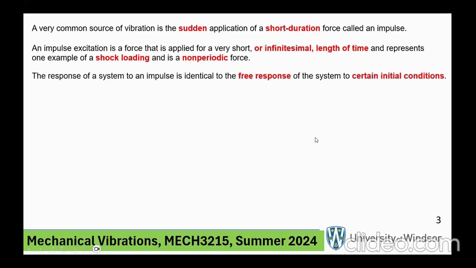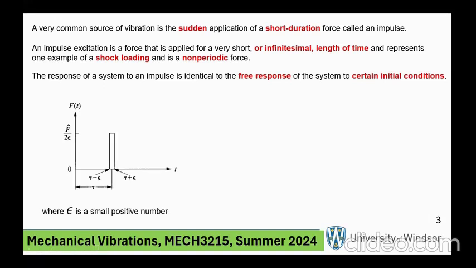Now, if we assume that this is a very short duration where this function is alive, we will see that in fact all it does, because it's non-existent, it comes into life over a very short duration and then disappears again. We will see that if the force acts like that, all it does is give the mass an initial condition. Okay, we'll see that.